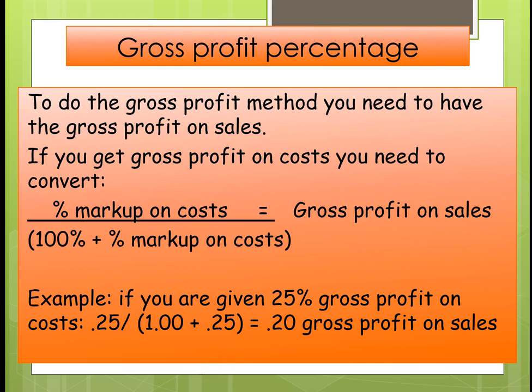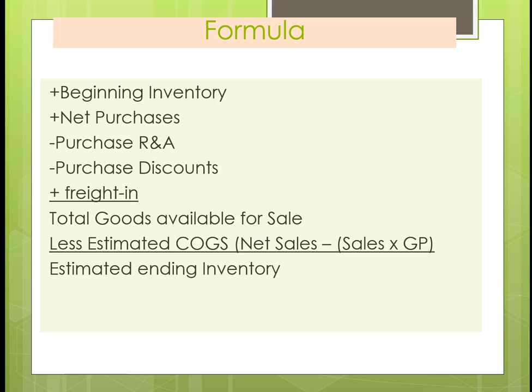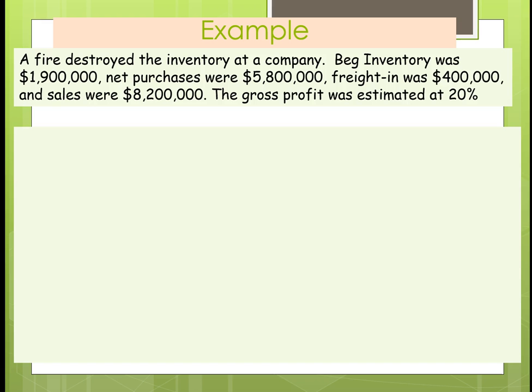Now let's do an example. But first, let's look at the formula. If you just write down the formula and just plug in the numbers, you'll get exactly the correct answer. So you always start with beginning inventory plus purchases minus purchase returns minus purchase discounts plus freight in. Remember, this is periodic because that's the only time you'd have these accounts. Total cost of goods available for sale less estimated cost of goods sold, which is net sales minus sales times gross profit, gives you estimated ending inventory.